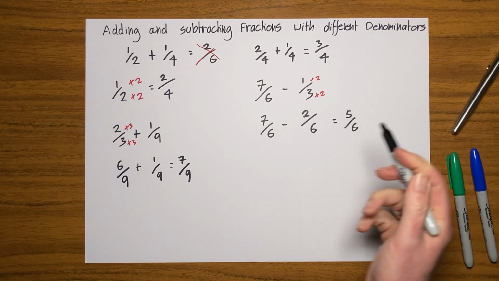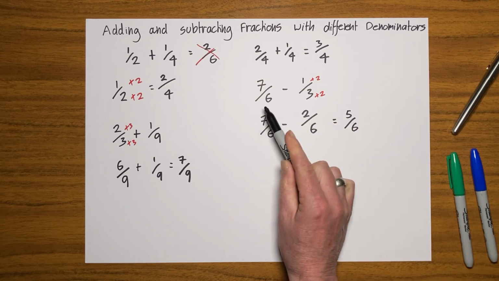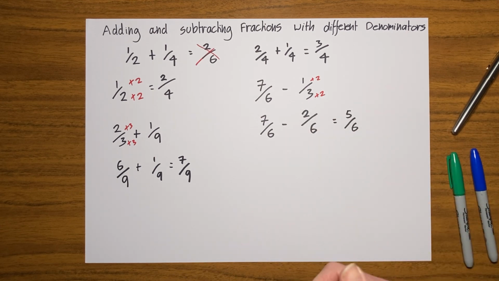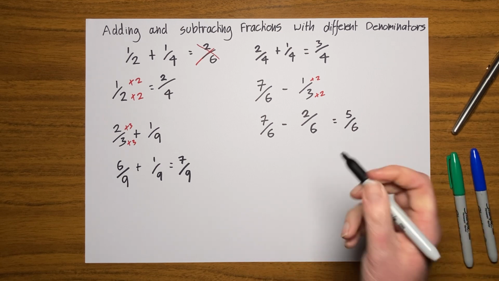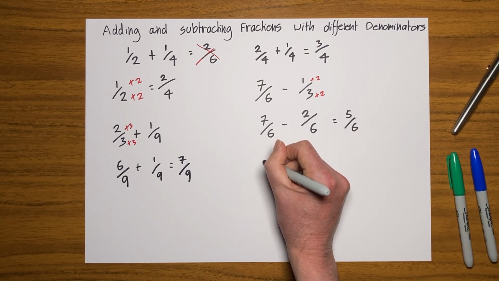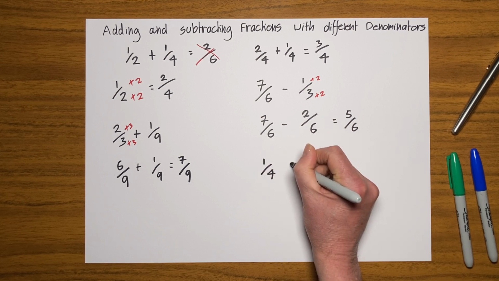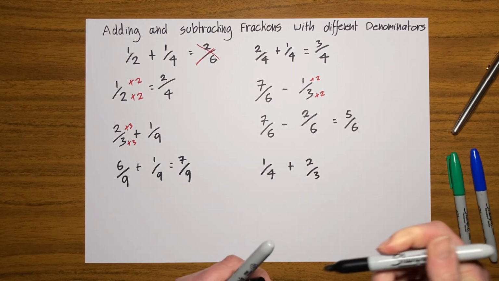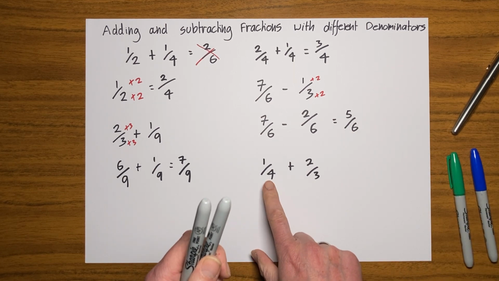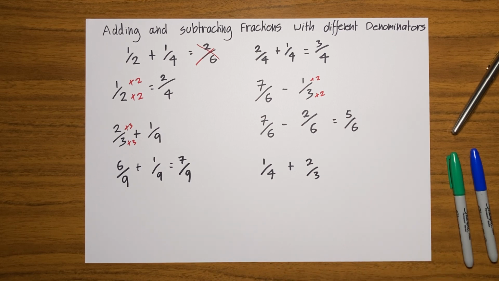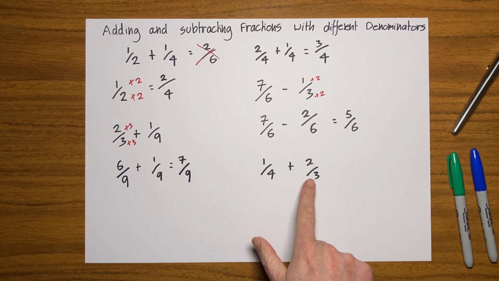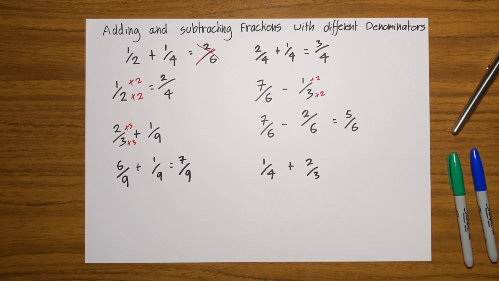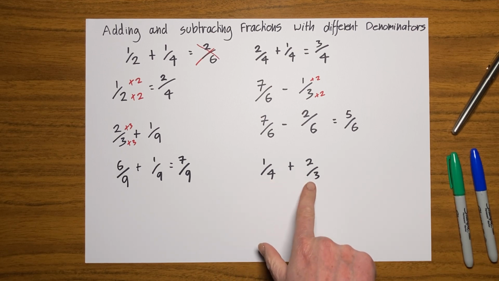Now, in these examples we've seen, one number goes into the other number. That isn't always the case. So I'm going to show you an example here. Let's try and add 1/4 plus 2/3. Oh, I've got a problem here because 3 doesn't go into 4 and 4 doesn't go into 3. Now what I need to do in this example is find a number that both of them go into. This is where it gets a little bit more tricky. So what number does 4 and 3 both go into?